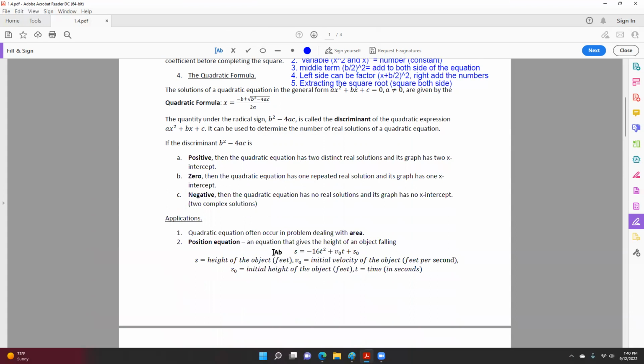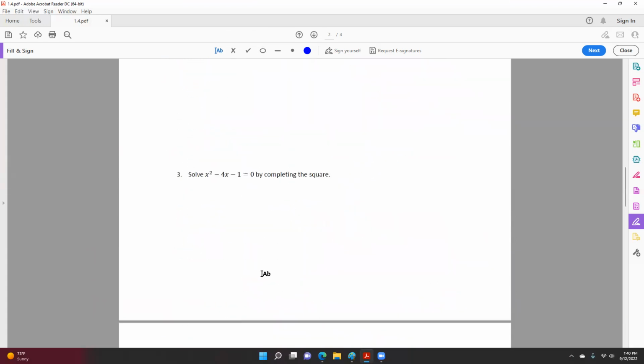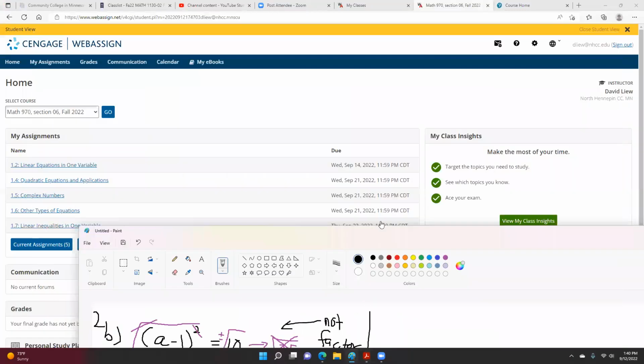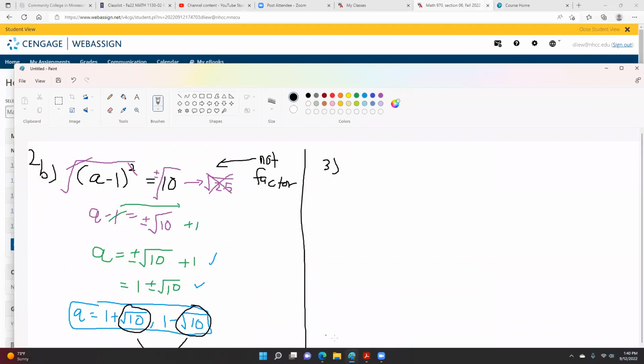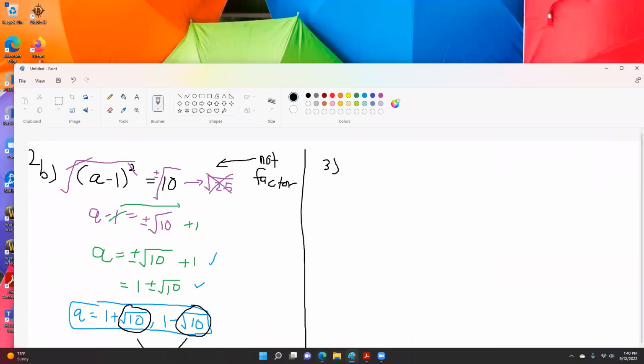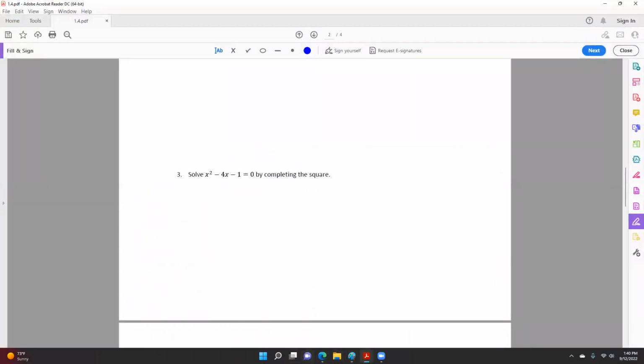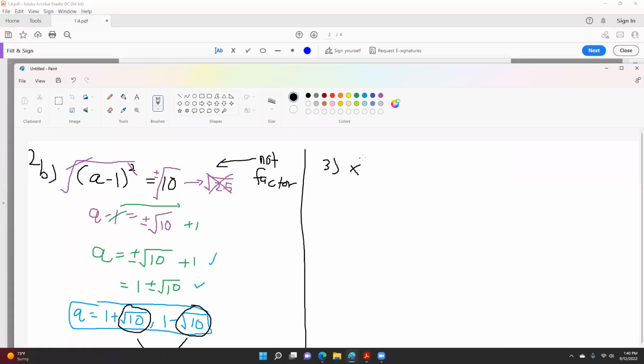Okay, so let's take a look at question 3. And then you will see what all the steps are. And then we'll do question 2b again using completing the square. x squared minus 4x minus 1 equals 0. x squared minus 4x minus 1 equals 0.